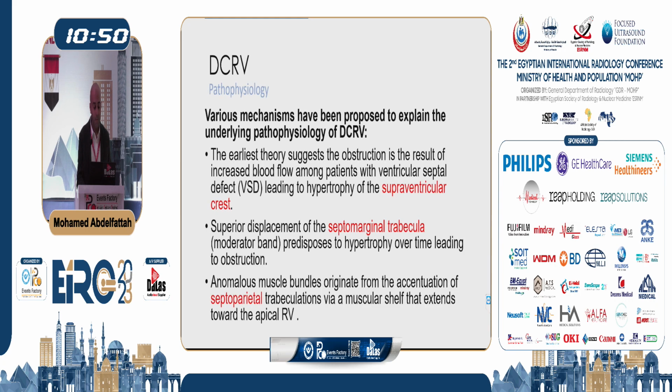Various mechanisms have been proposed to explain the underlying pathophysiology of double chamber right ventricle. The earliest theories suggest that the obstruction is the result of increased blood flow among patients with ventricular septal defects, leading to hypertrophy of the supraventricular crest, superior displacement of the septomarginal trabeculation, and moderator band predisposes to the hypertrophy over time, leading to obstruction. Anomalous muscle bundles originate from the accentuation of the septoparietal trabeculations via muscular shelf that extends towards the right ventricle.